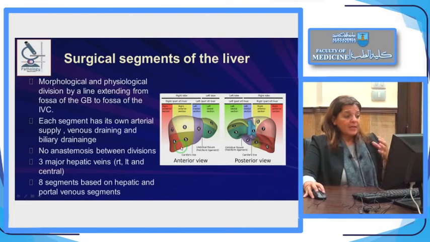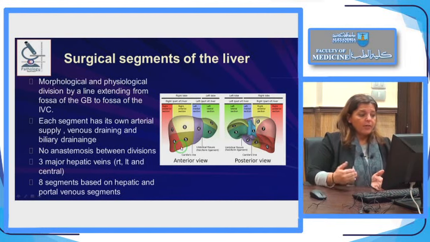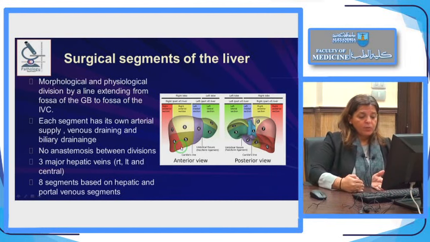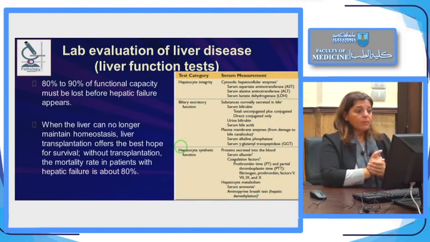So these are segments, and this division of these 8 segments is very, very important, because it is based on their arterial supply, their venous drainage, and their biliary drainage. So when you resect one segment, you do not compromise the blood supply of another segment.